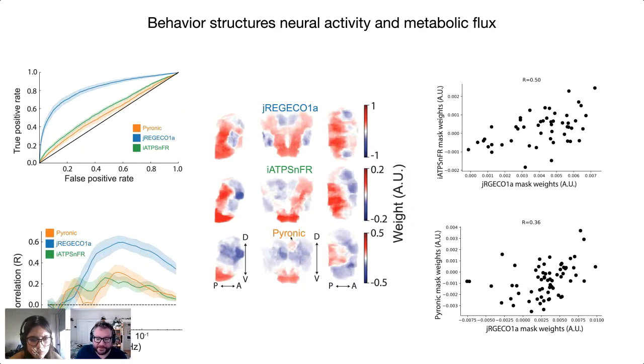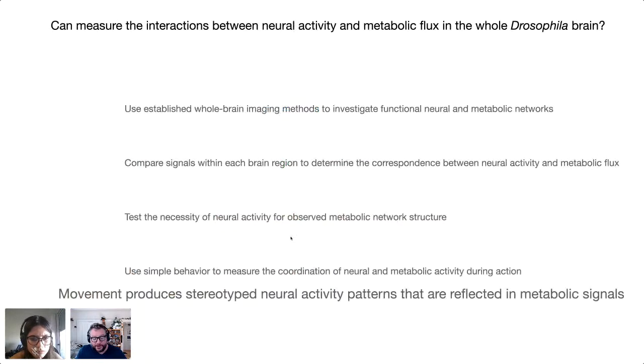And so with that, we conclude that movement produces a stereotyped pattern of neural activity, and that metabolic signals also capture that. Not all of it, but most of it.